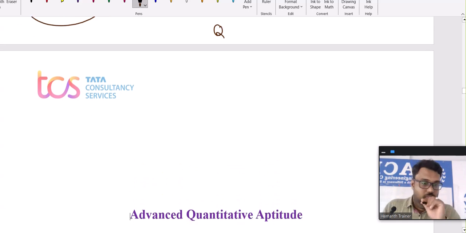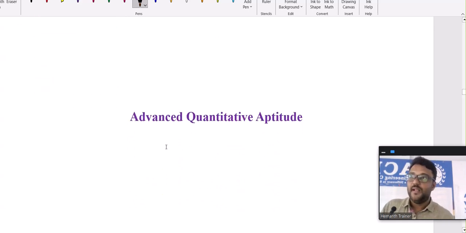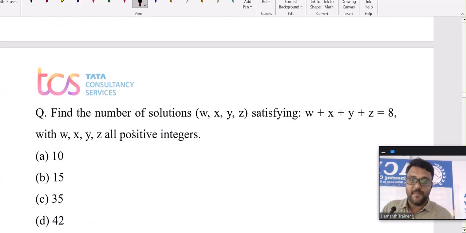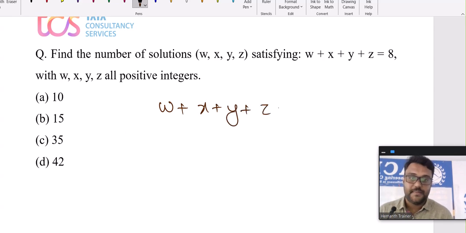And let's see about advanced quant, one set of paper. This is the first question related to advanced quant. Here I need to find how many solutions are there satisfying that w plus x plus y plus z must be equal to 8. And w, x, y, z all are, I cannot take 1.5, 1.2, not allowed.